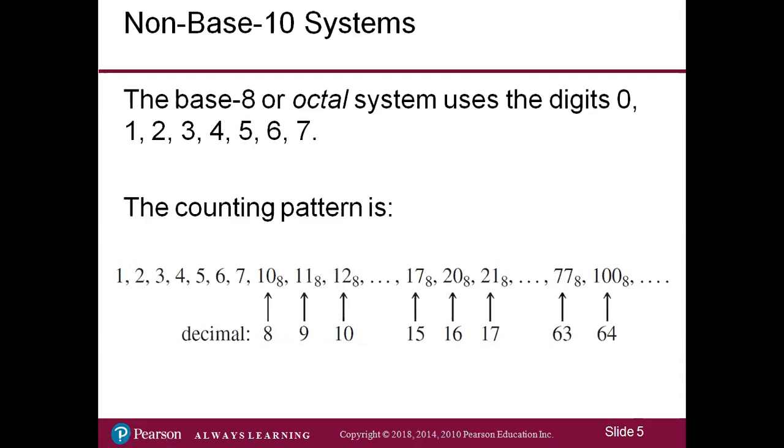77 is 7 groups of 8 and 7 units, right? 7 groups of 8 is 56 plus 7 units is 63. Add 1, we get 64. 64 is 8 squared. So one group of 8 squared plus no groups of any other.